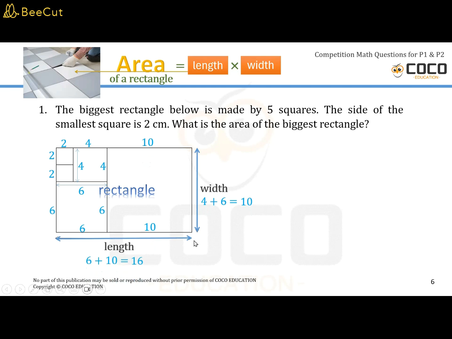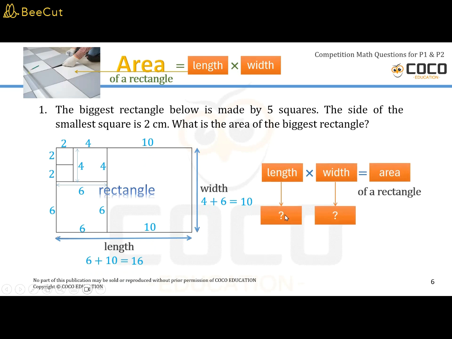Now you will find we know both the length of the rectangle and the width of the rectangle. So we can find the area. Apply the formula here. The length is 16, the width is 10. We can just put the numbers in. Then the area can be calculated, which is 160 centimeters square.